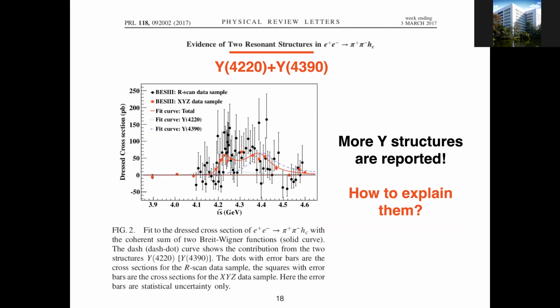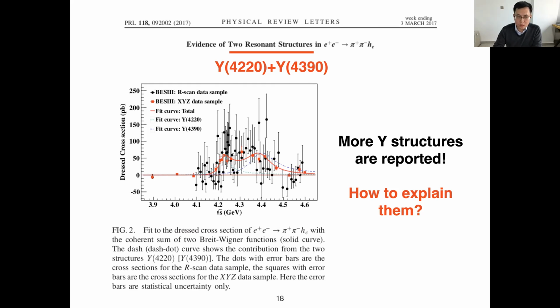In another paper from the BESIII experiment, they studied e+ e- to h_c pi+ pi-. They also found two resonance structures. The first one is Y(4220), and the other one is Y(4390). So it means that more structures were reported in the experiment. So we face the same situation: how to explain these Y states.